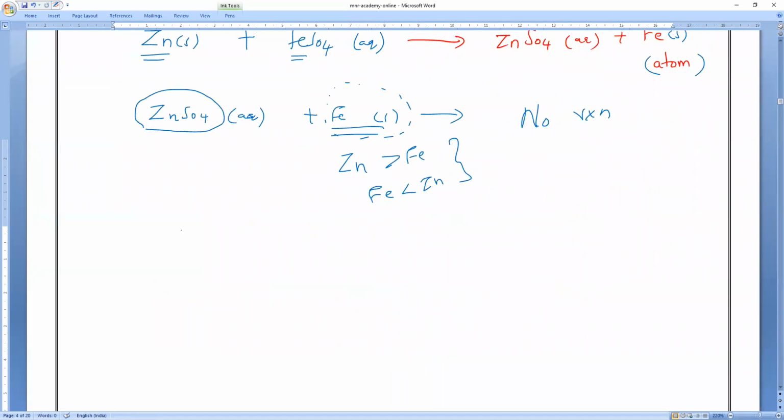Next, copper sulfate reacting with iron. Now tell me, the reaction please. This is a very familiar equation we studied.